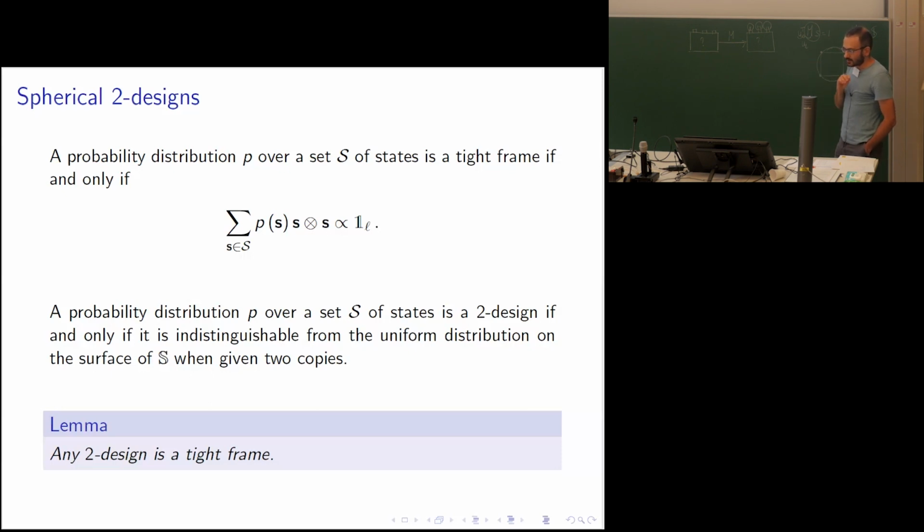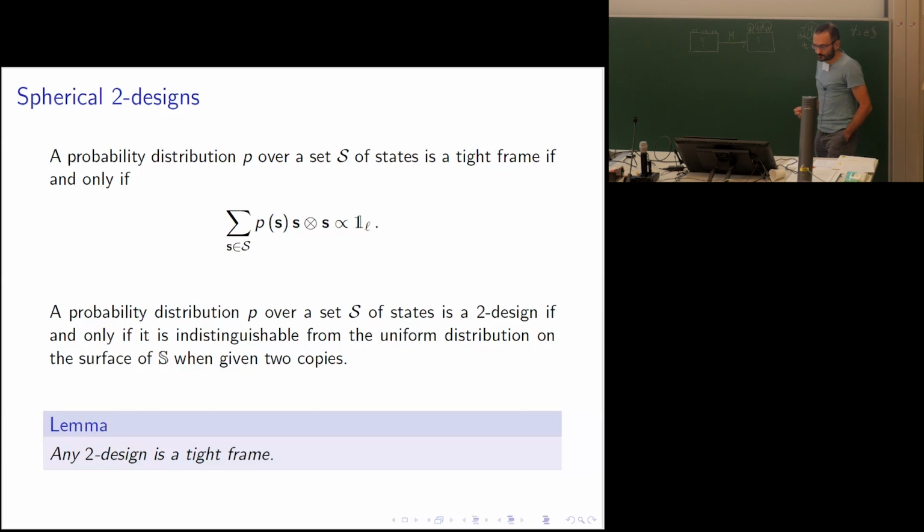This, instead, is specific to quantum theory because it applies to the Hilbert space formalism, that is, that of designs. We'll need 2 designs. A 2 design is a probability distribution over states such that if I give you 2 copies of states sampled with that probability distribution, you are unable to tell me apart that source of states from the uniform distribution.